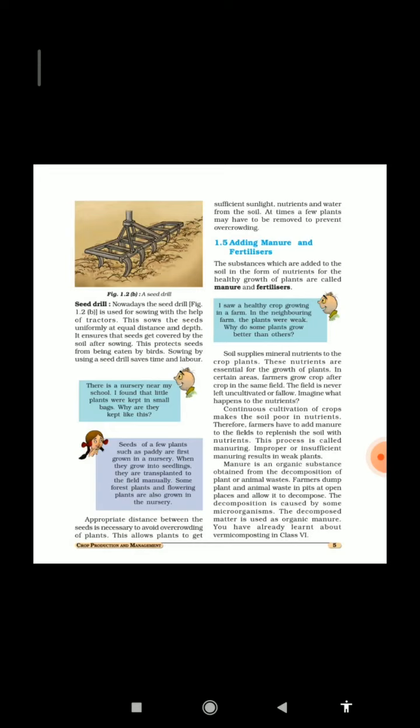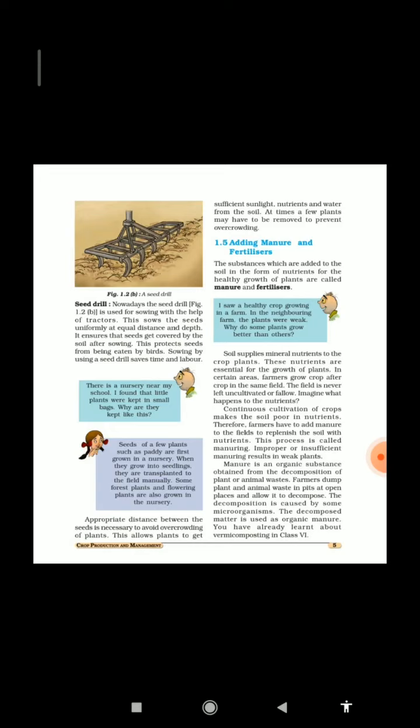1.5. Adding manure and fertilizers. The substances which are added to the soil in the form of nutrients for the healthy growth of plants are called manure and fertilizers. I saw a healthy crop growing in a farm. In the neighboring farm, the plants were weak. Why do some plants grow better than others? Soil supplies mineral nutrients to the crop plants. These nutrients are essential for the growth of plants.